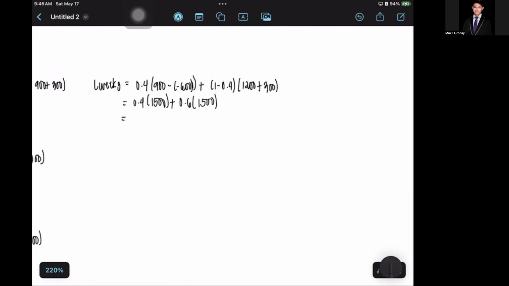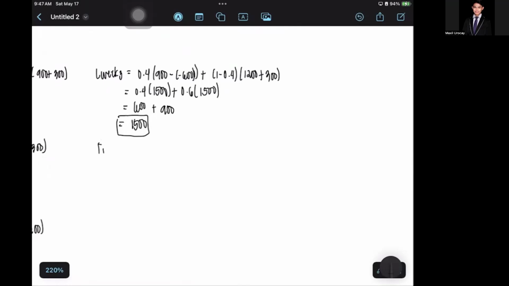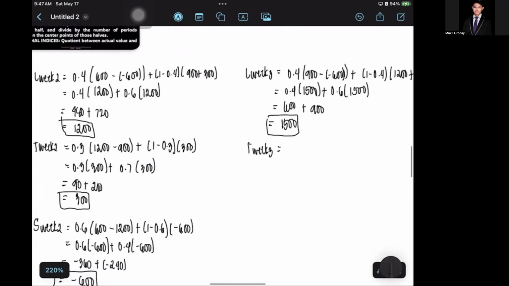Okay, so 0.4 times 1,500, that is 600. Plus 0.6 times 1,500, that is 900. Okay, plus 600, it will become 1,500. So your current level right now is 1,500, and we'll proceed to the week 3 trend, where you are using the beta, and your beta is 0.3.